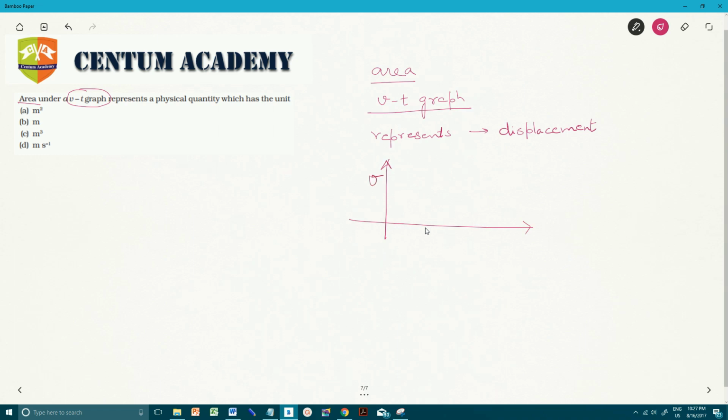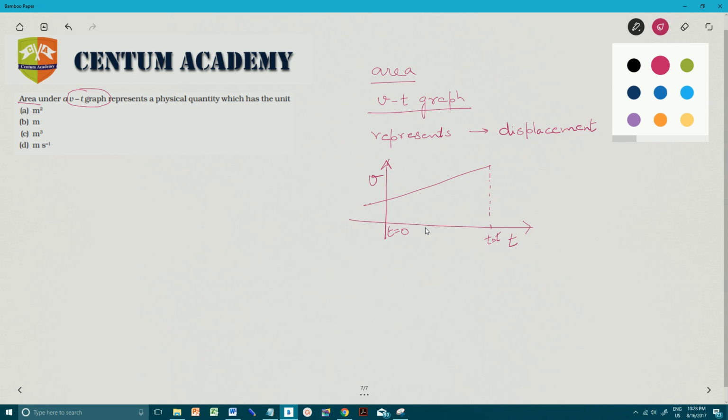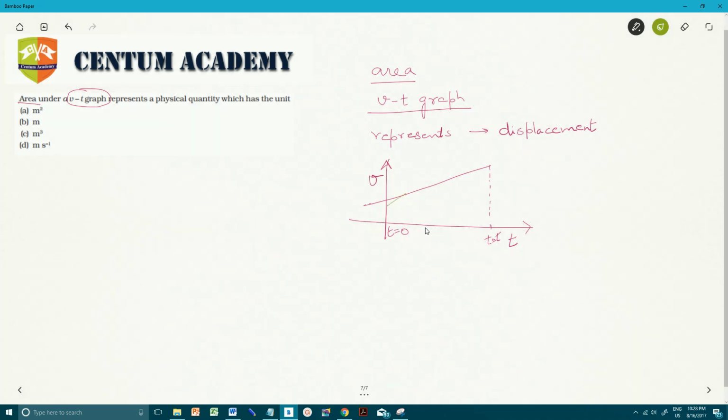Let's say this is V and this is T, and this is how the VT graph looks. So basically, if we want to find out the displacement covered from, let's say, time t equals 0 to time t equals t, we just need to find out this area. So the area between t equals 0 and t equals t.